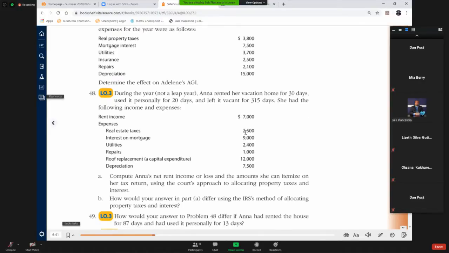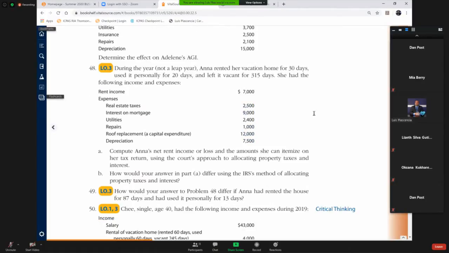The first category that we're going to see is 11,500. You guys see that, right? Category 1, interest and taxes. So 2,500 plus 9,000 equals 11,500, right? That's category number 1. What's category number 2? Category number 2 is other expenses, not depreciation or the first category. Other expenses, 2,400, and repairs, so other expenses 3,400. Are you guys with me so far? First category, 11,500. Second category, 3,400.